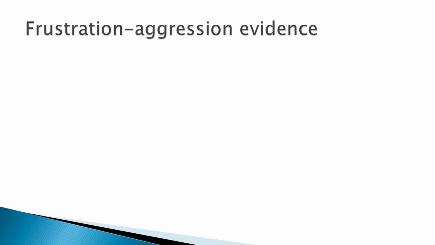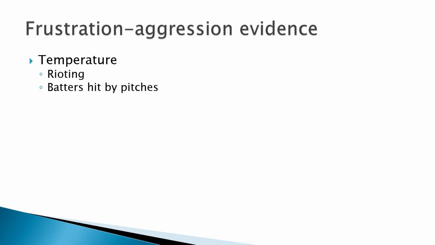So here's some of the evidence for frustration aggression hypothesis. I already gave you a little preview in the previous slide. For example, there's been consistent archival evidence to suggest that whenever there's a heat wave, that tends to be strongly correlated with when people are most likely to engage in rioting behaviors, to the highest likelihood of batters getting hit by pitches, and to spikes in murder rates.